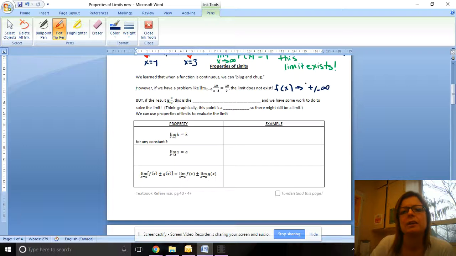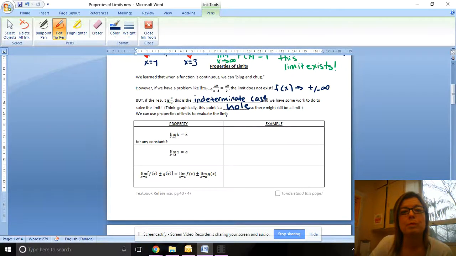But if the result is 0 over 0, this is the indeterminate case. So we call this the indeterminate case, and we have some work to do to solve the limit. So think graphically, this point is a hole. So there might still be a limit. So even if the function doesn't exist there, there may be a limit. It may be approaching something specific. So that's what we're going to be dealing with in a bunch of our examples.